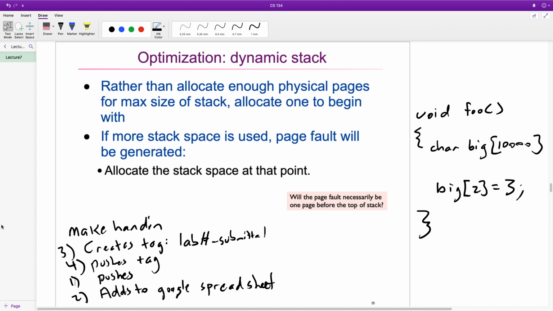What I found is, like, 5 of this. One person just never ran make hand in, so I understand why nothing worked there. The other 5 people, or roughly 5, what happened was it pushed, it added to the Google spreadsheet, and it never did the last 2. So here is my supposition as to what is happening.